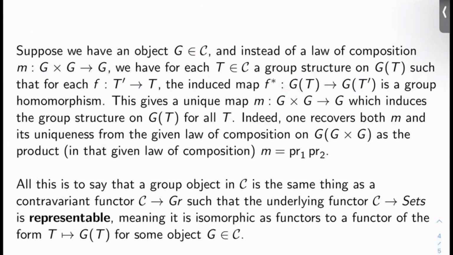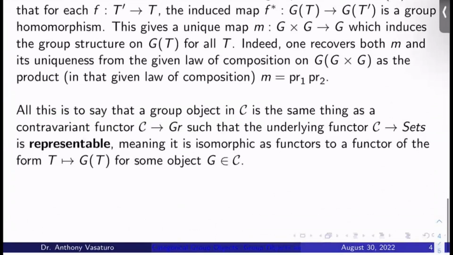If you have this setup, this gives a unique map M from G cross G to G, which induces the group structure on G(T) for all T. In fact, you can recover M and its uniqueness easily from the given law of composition on the G cross G points of G. It's actually just the product in that given law of composition here: M equals first projection times second projection. That's a good exercise to check. It's actually an easy exercise.